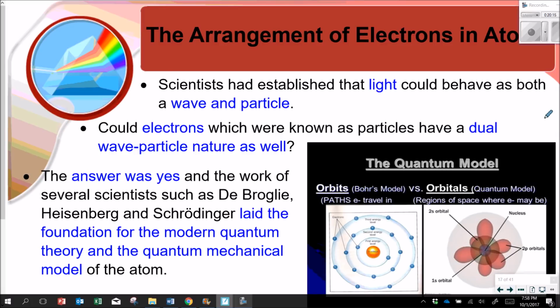So scientists had established that light could behave as both a wave and a particle. So they wondered if electrons, which were known as particles, could also have a dual wave-particle nature. And the answer was yes. The work of several scientists such as de Broglie, Heisenberg, and Schrödinger laid the foundation for the modern quantum theory and the quantum mechanical model of the atom, which you learned in the previous unit.